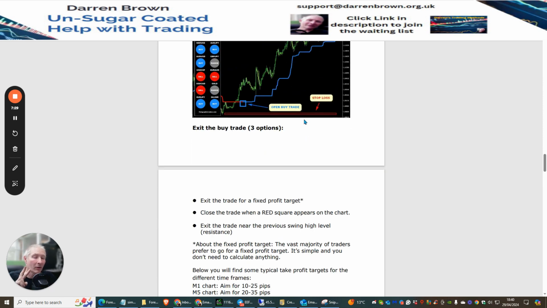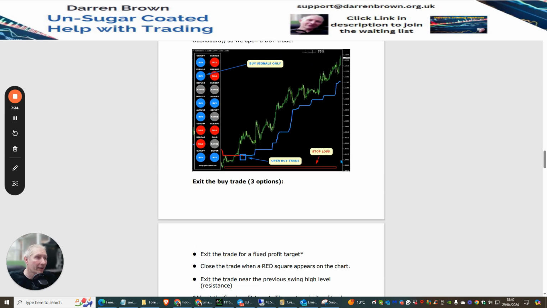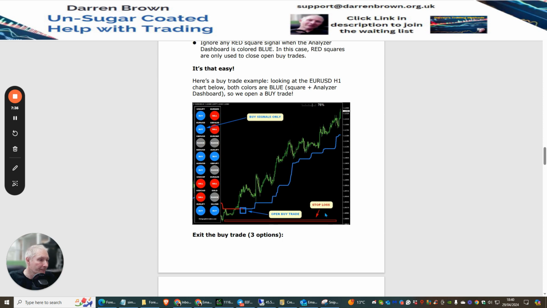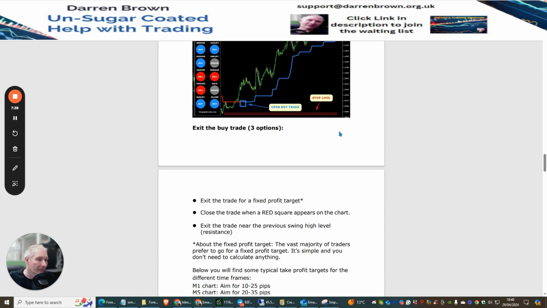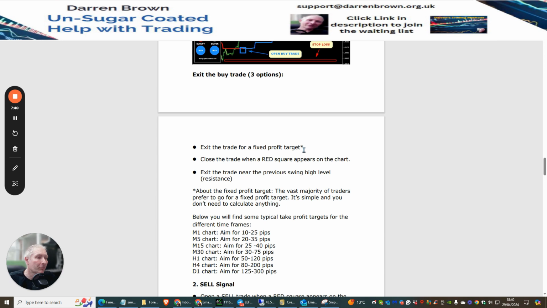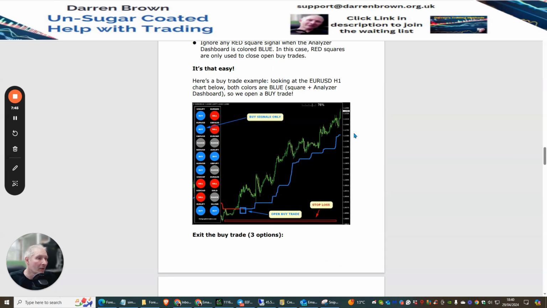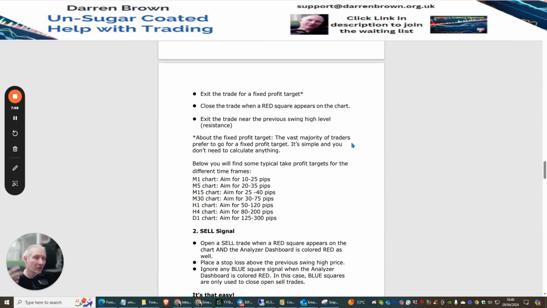Okay, so you need 2 confirmations before you take the trade. Then you exit the buy trade at the third option, which is this one up here. Okay, exit a trade for a fixed profit target. Close the trade when a red square appears on the chart. So obviously there's no red at the moment. Okay, but that means there's a good chance that we're going to see that shortly on another chart. Close the trade when a red square appears on the chart. Exit the trade near the previous swing or the high level resistance.